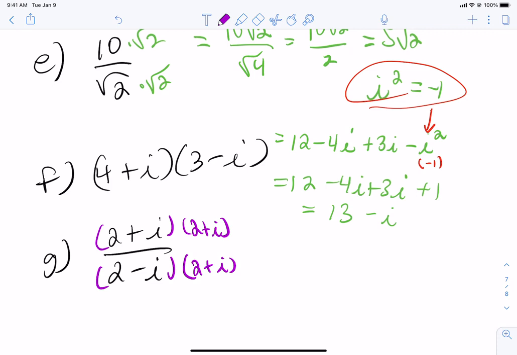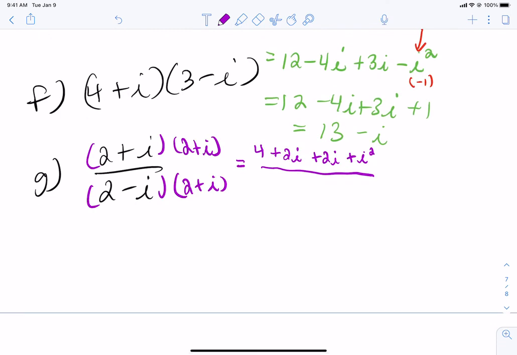Now, the technique we did in F is the exact technique we're going to do in G. Nothing different. We're going to distribute all the stuff on top, distribute all the stuff on the bottom, reduce it, we're good. Okay, let's do it. When we distribute on top, we get 4 plus 2i plus 2i plus i squared. On the bottom, we get 4 plus 2i minus 2i minus i squared.